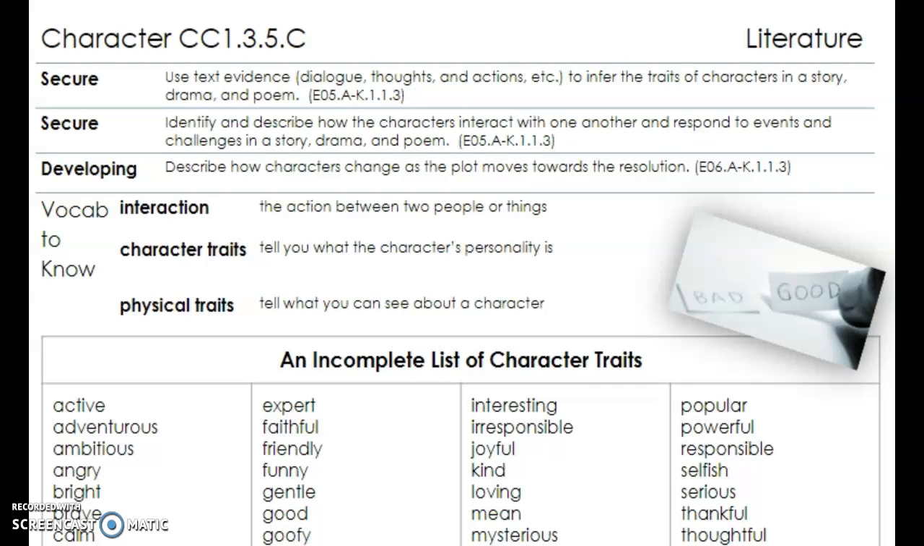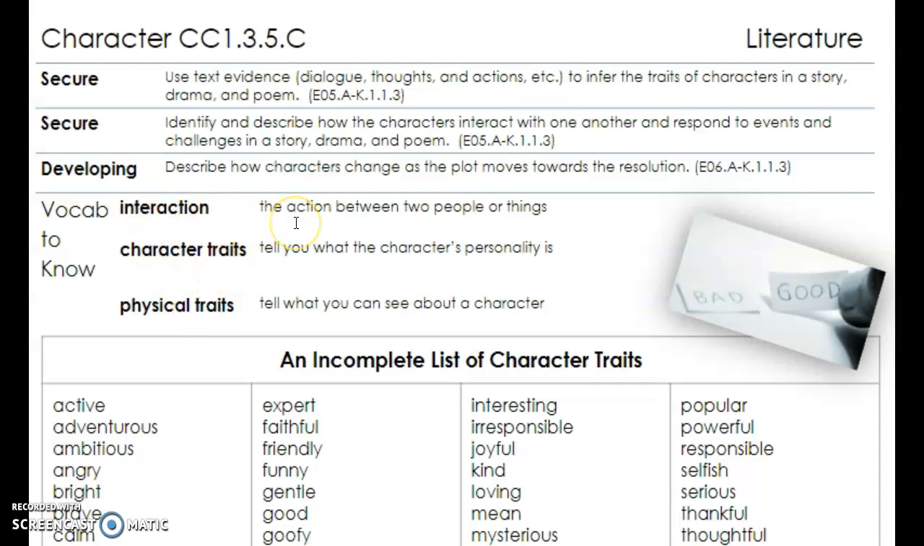We also need to identify and describe how the characters interact with one another and respond to events and challenges in a story, drama, and poem. And then developing, what we're looking at is how do characters change as the plot moves towards resolution. And that will be a great thing for us to look at this year, where characters no longer are flat. They don't stay the same the whole time, but instead we can have a character who seems one way in one part of the story, but then transitions into another.